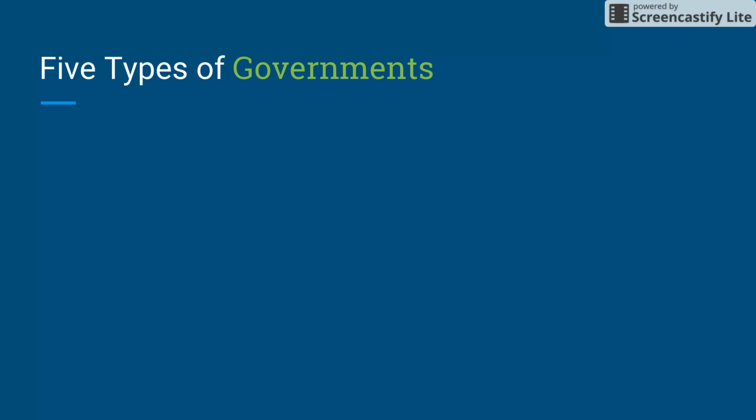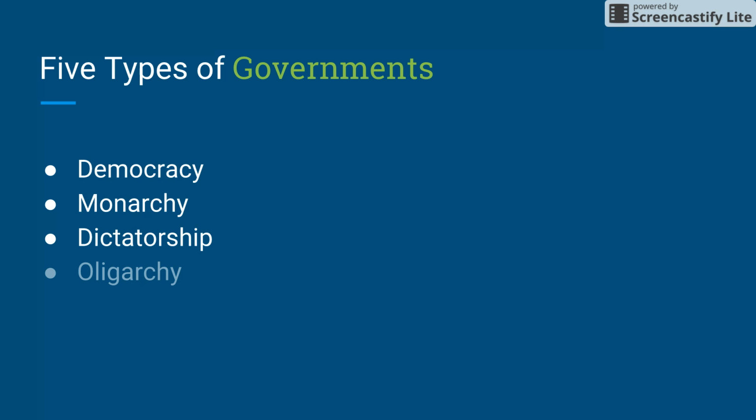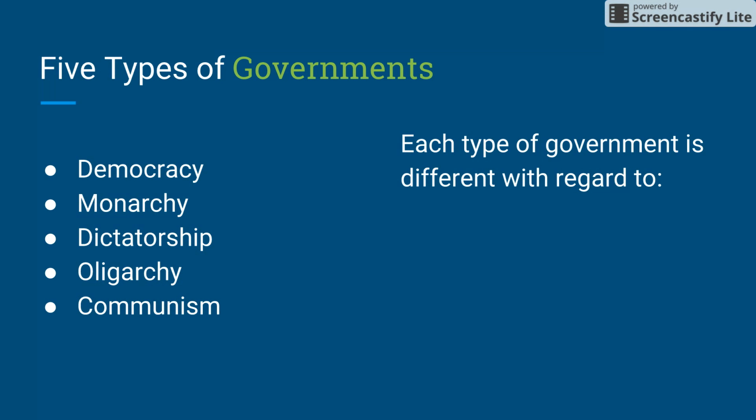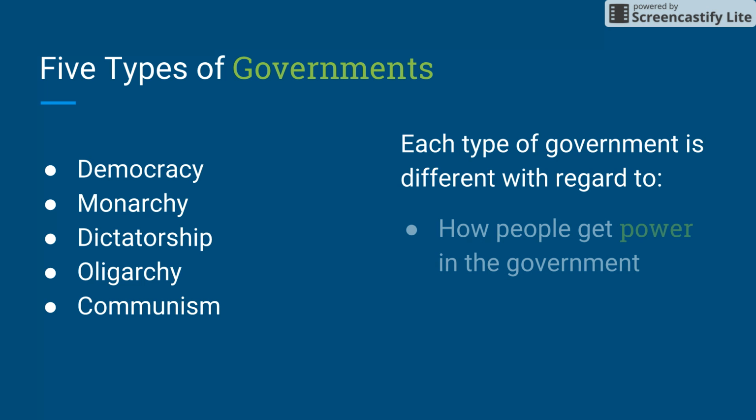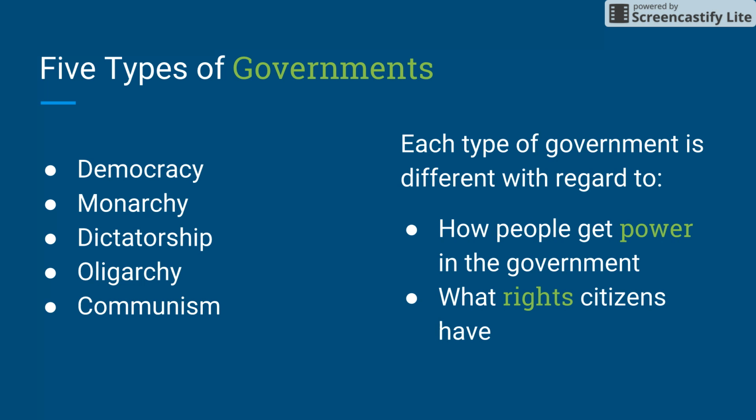There are 5 types of governments that are common in the world today. Democracy, monarchy, dictatorship, oligarchy, and communism. Each type of government is different with regard to how people get power in the government and what rights citizens have in the country where that government is in power.